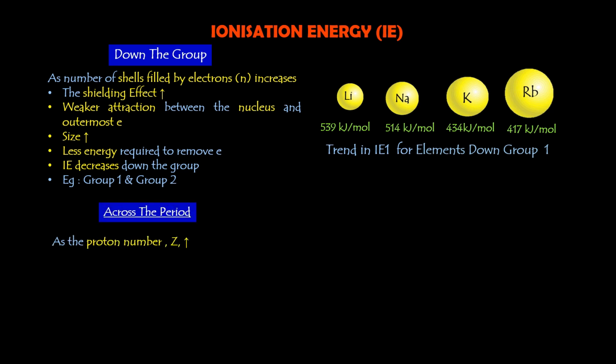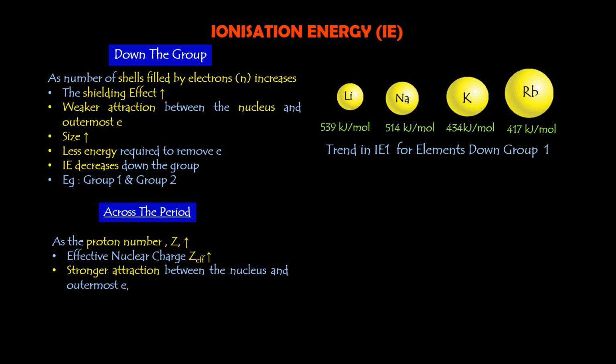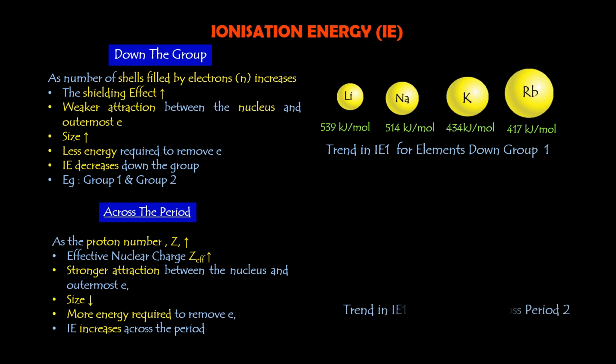Across the period, as the proton number increases, the effective nuclear charge also increases. Stronger attraction between the nucleus and the outermost electrons. Therefore, the size of the atoms decreases. More energy is required to remove the electrons. Therefore, ionization energy increases across the period. This is the trend in the first ionization energy for elements across period 2.